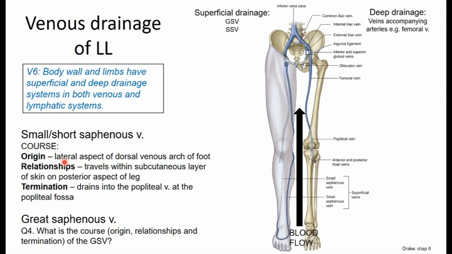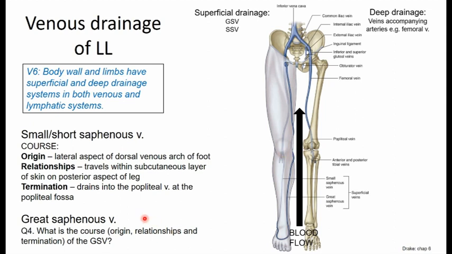We've already said that the origin of the small saphenous vein is the lateral aspect of the dorsal venous arch of the foot. We can then say that it travels within the subcutaneous layer of skin on the posterior aspect of the leg, and here is the point in which it terminates, and it terminates by draining into the popliteal vein in the popliteal fossa.